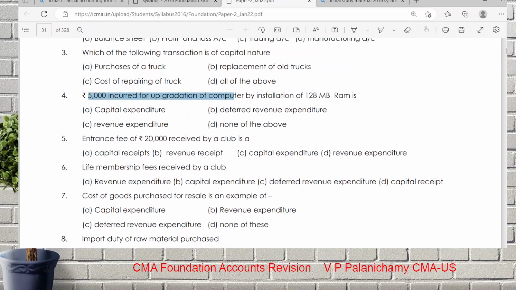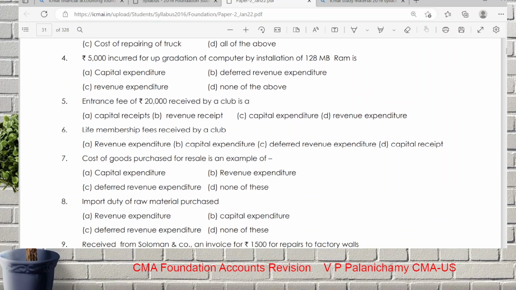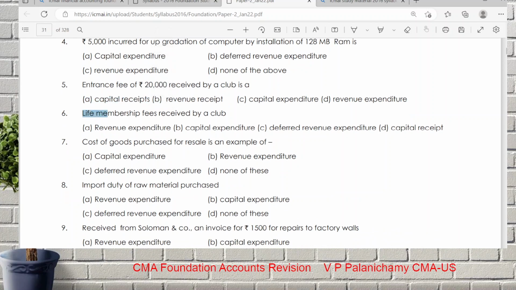5000 incurred for upgradation of computer. Upgradation is improvement. Upgradation is improvement in expenditure. Capital expenditure. Entrance fees received by the club. Non-profit organization லே பார்த்திருப்பீங்க. இது என்னது? Capital receipt. Entrance fees வந்து capital receipt. Donation தான் revenue receipt. Entrance fees to join a club நீங்க pay பண்றது என்னது? Capital receipt. Life membership fees received by a club is a capital receipt.